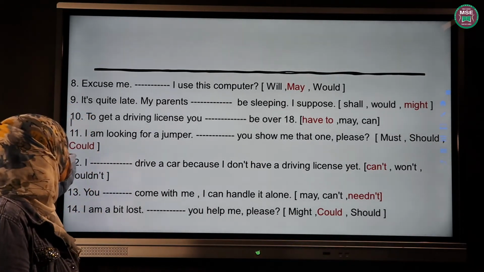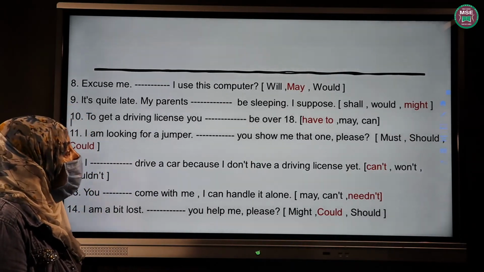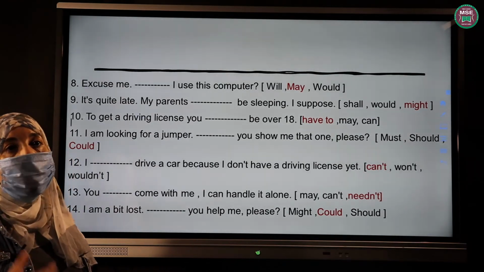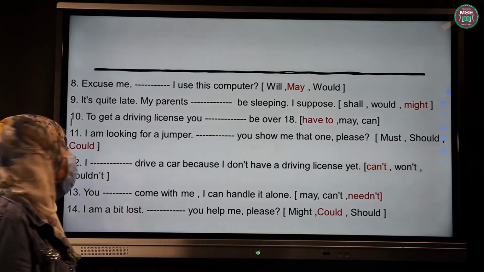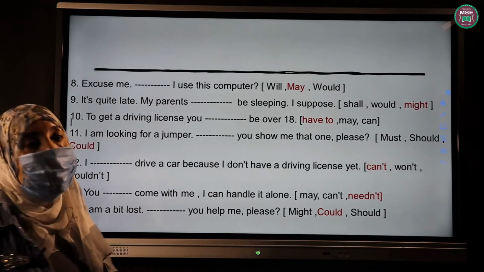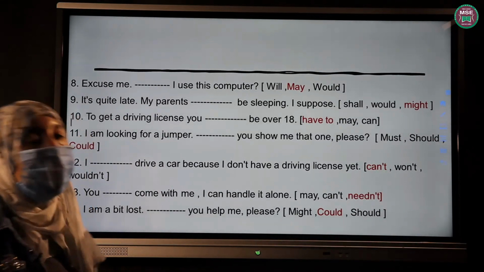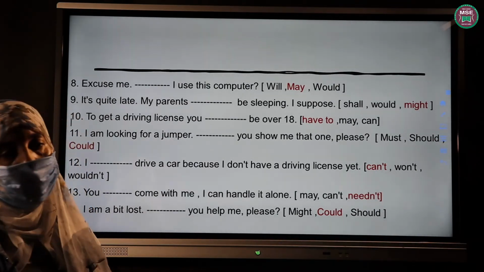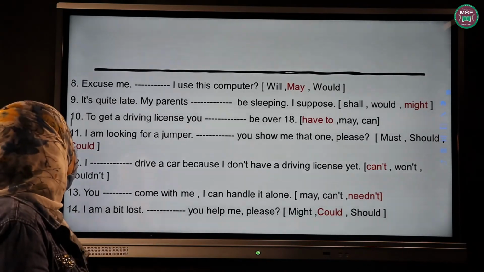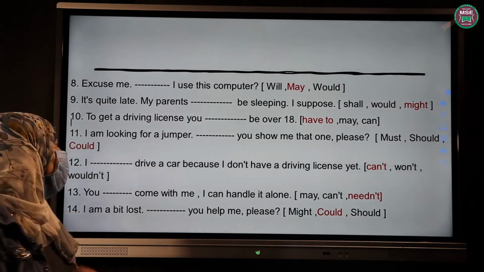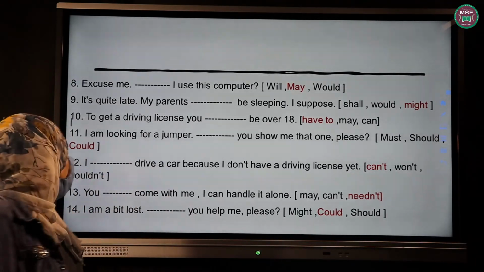Number 11: I'm looking for a jumper. You show me that one, please. Again, you are asking a favor, or you are asking a request. Could you show me that one, please? You are requesting. You are in a shop and you go to take a jacket or a jumper or something like this. So you are asking in a polite way. Could you show me that one, please?